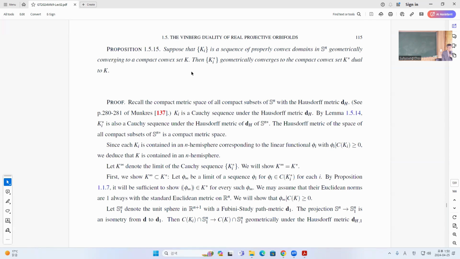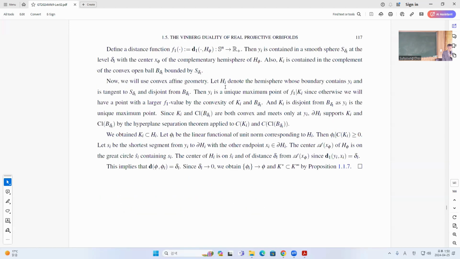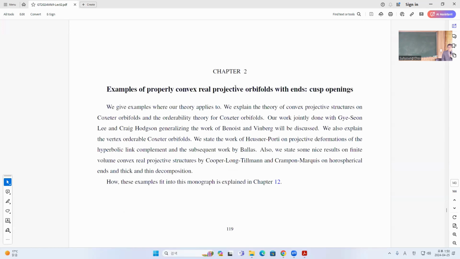Okay, so this doesn't necessarily need to be properly convex, but this holds for the properly convex case, when K and K0 are both properly convex, but it also holds for other cases as well. So that's the main theorem here. And now I need to go to chapter 2.